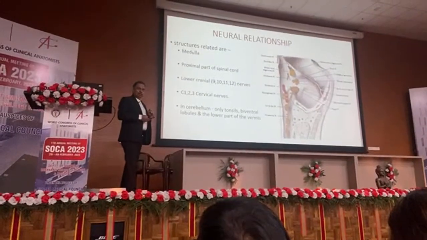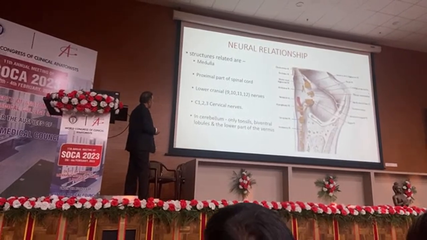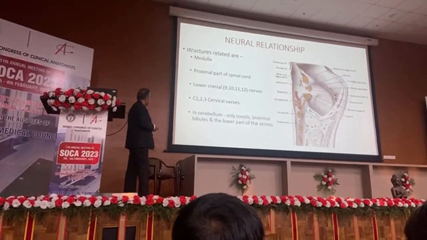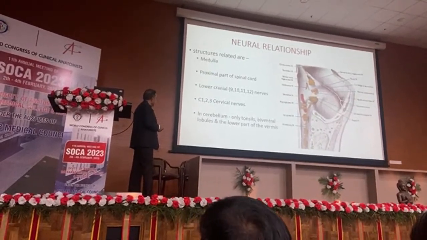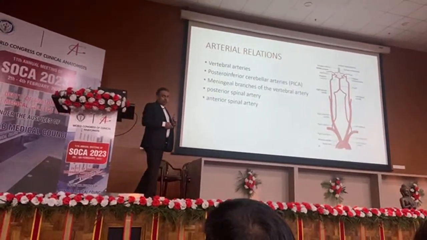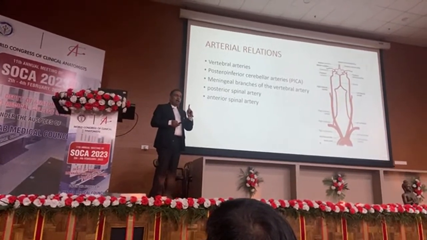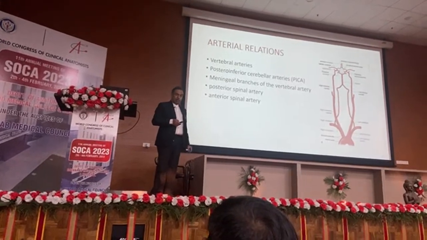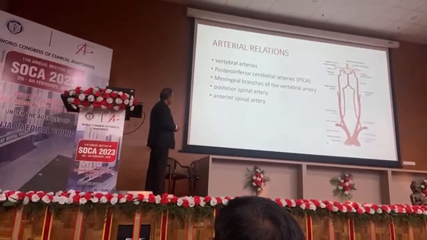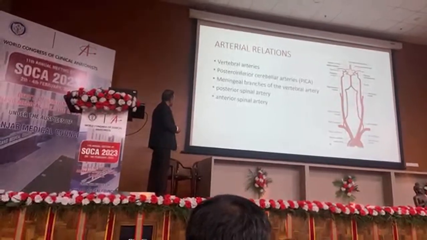Now, neural relationships in relation to the CV junction. Medulla, proximal part of spinal cord, practically the medullospinal junction, lower cranial nerves 9, 10, 11, 12, upper cervical nerves, and a part of the cerebellum. Important. This you must know because this is again a short note or a big question in your exams. Arterial relations: PICA, that is the posterior inferior cerebellar artery, meningeal branches, posterior spinal artery and anterior.